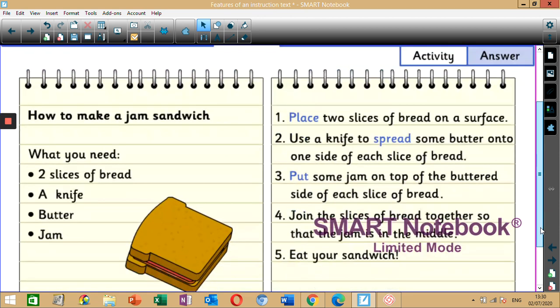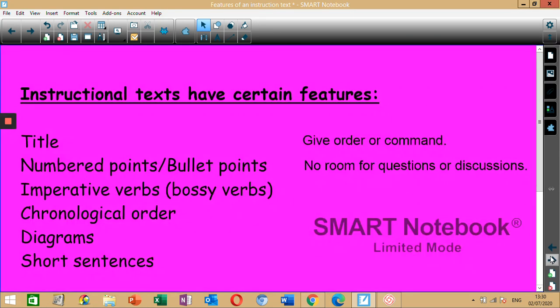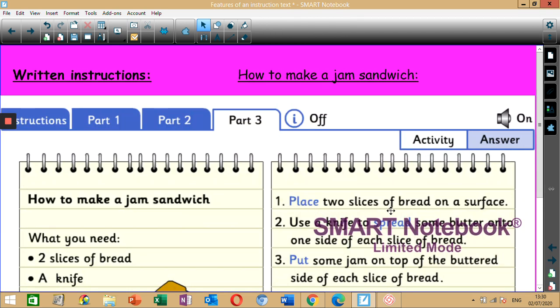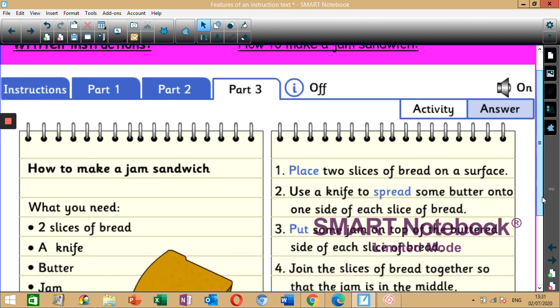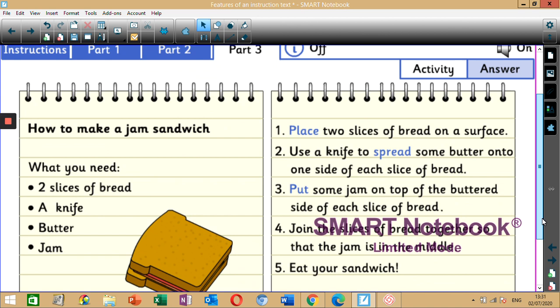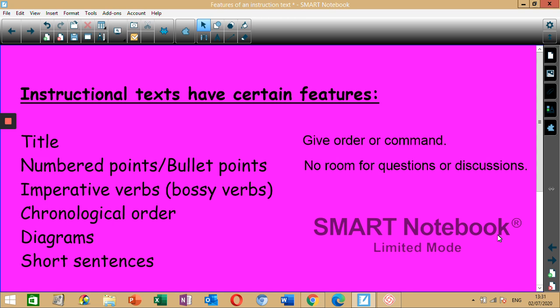So over here you can see a picture of the sandwich, and you can even have diagrams in each step. So for example, in step 1, place 2 slices of bread on the surface. You can have a little diagram or a picture, and you can do the rest for the steps 2, 3, 4, and 5, just so that your reader can visualize how the product or how the food should look like. And short sentences. So short sentences just to grab the reader's attention. So it shouldn't be too long. It should be short and concise.